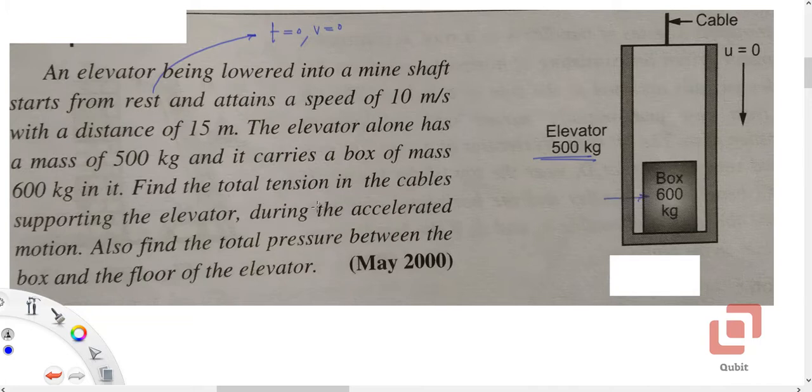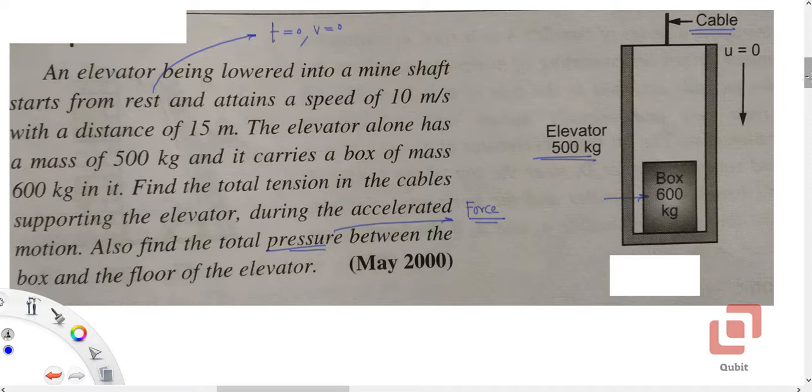Find the total tension in the cables supporting the elevator. You can see those cables as one single cable there. During the accelerated motion, also find the total pressure between the box and the floor of the elevator. Although they have said total pressure, since we don't know the dimensions of the box, we can just say that we need to find the force.